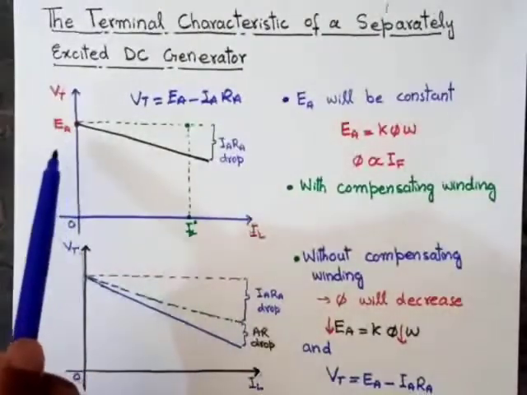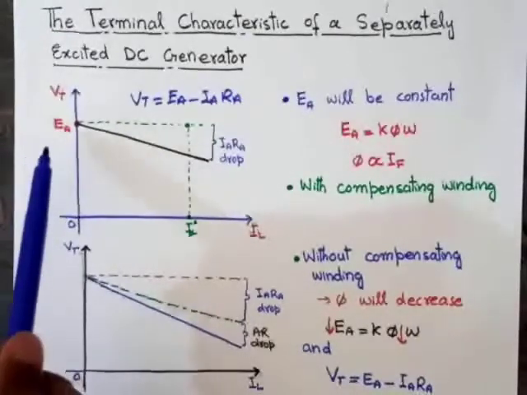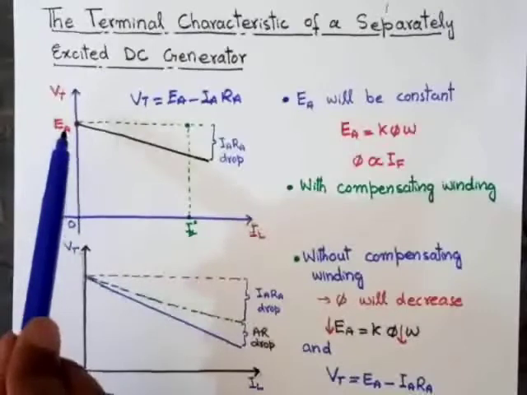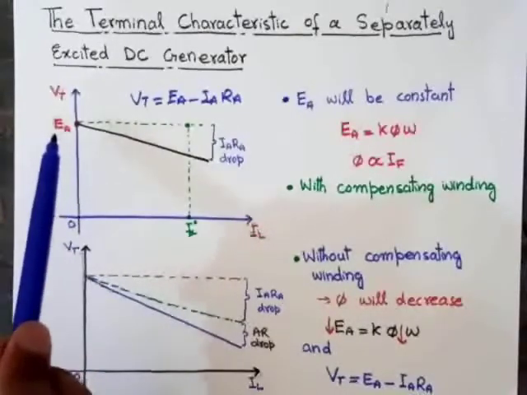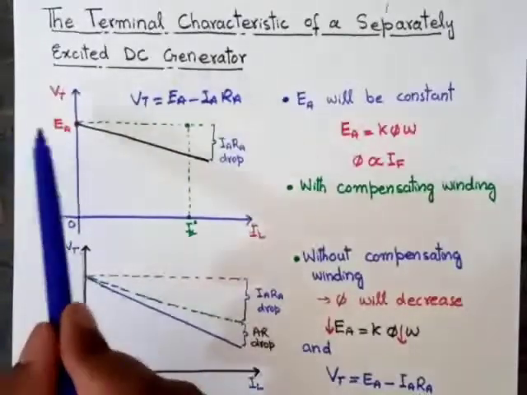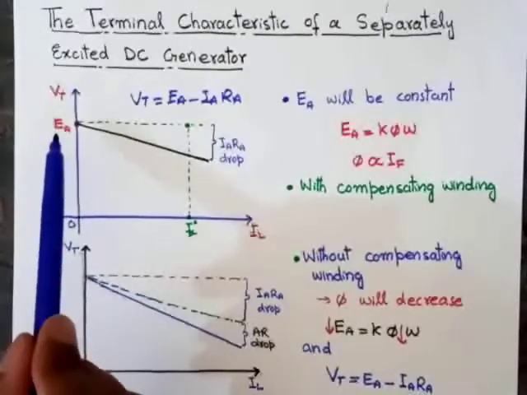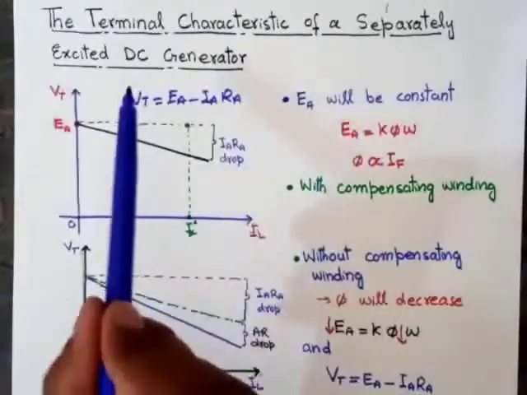Ea is called the internal generated voltage. Now the important point is that the internal generated voltage will be constant throughout. It will not change by increasing or decreasing the load. Now the question is, why will the internal generated voltage be constant throughout? When we increase or decrease the load, there is no effect on the internal generated voltage in case of a separately excited DC generator.